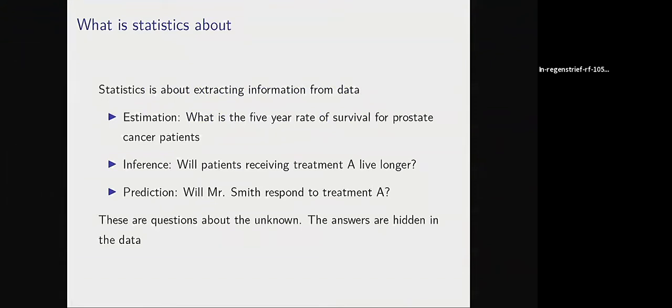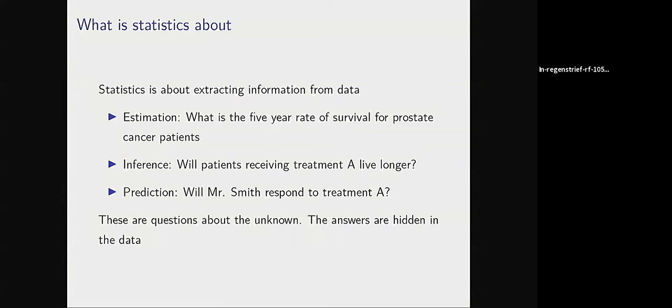Essentially, statistics is about extracting information from data, and there are certain types of questions that we as statisticians seek to answer. One type of question is an estimation question. Can we estimate what the survival rate is of patients with a certain type of cancer? We seek to answer inference questions. Will a particular treatment be effective in increasing the lifespan of a certain population? And we also answer prediction questions down to the individual patient level. So will a particular patient respond to treatment or not?